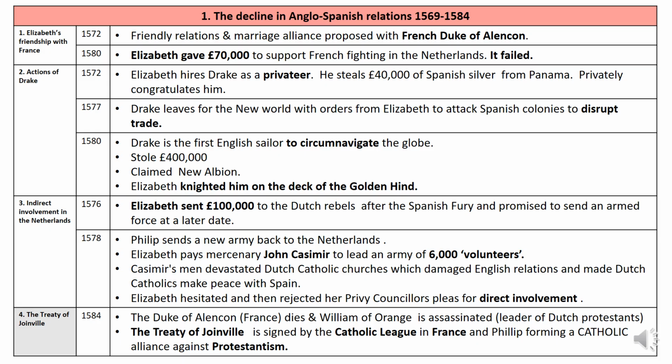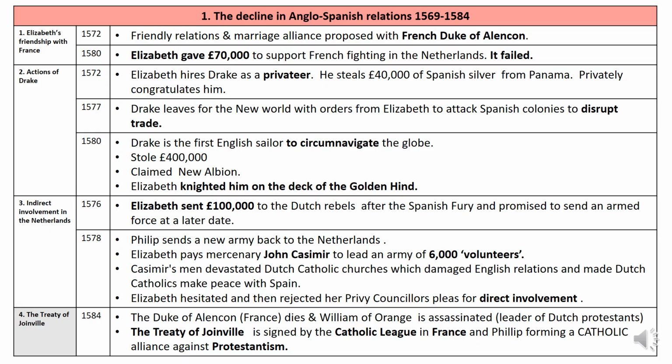This damages English relations with the Dutch because the Dutch see their churches being smashed by the English, and this pushes them to then make peace with Spain, as Elizabeth hasn't really fully committed here and they aren't really truly helping the cause. So they make that peace with Spain. Elizabeth is hesitating here in terms of direct involvement. She's very pressured by her Privy Councillors and her Parliament to commit to a full-scale invasion, and she just will not do it at this point, which leads to the Privy Council becoming very frustrated with her.